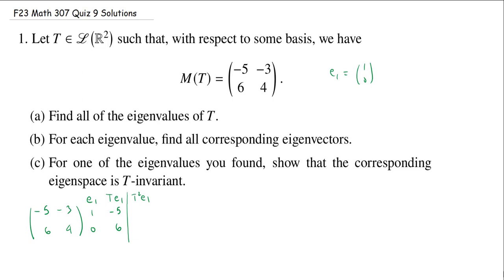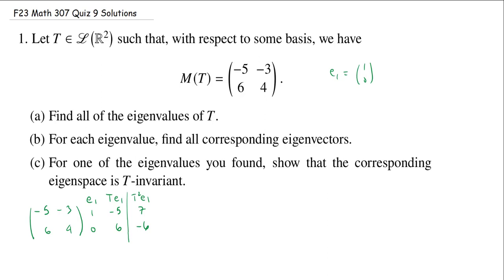We're going to multiply the matrix, because this is the matrix of T, by T of E1 in order to get T squared of E1. So let's see: -5 times -5 is 25, -3 times 6 is -18, and 25 minus 18 is 7. And then here, it's nice I have the 6 in both, so it's really -5 sixes and 4 sixes, so it's just -1 sixes. So -6.